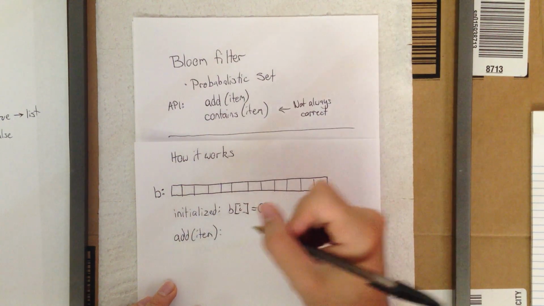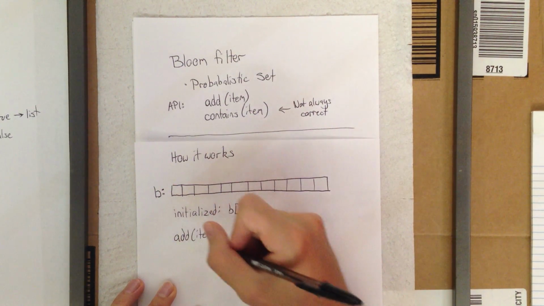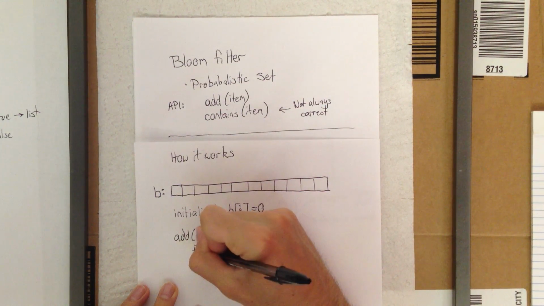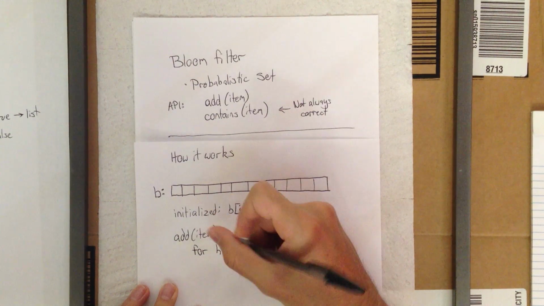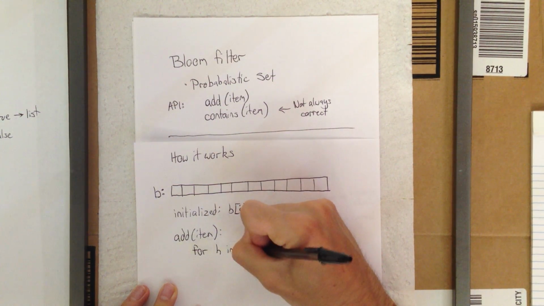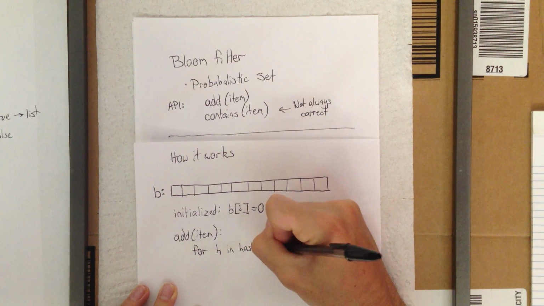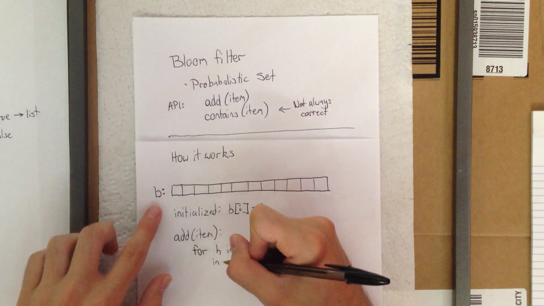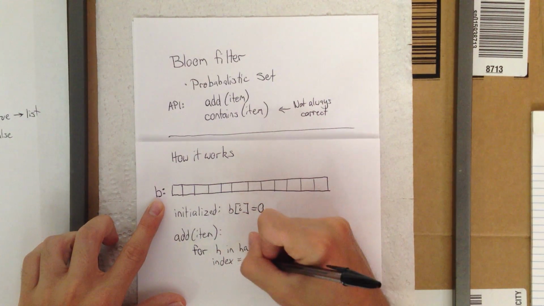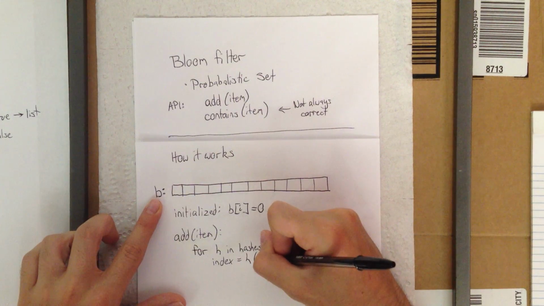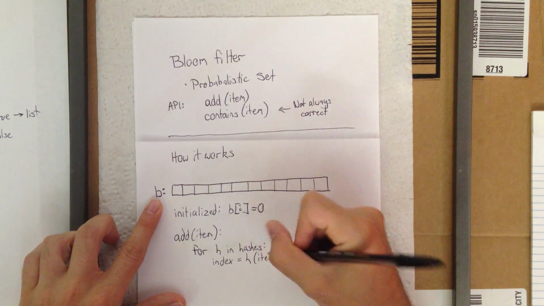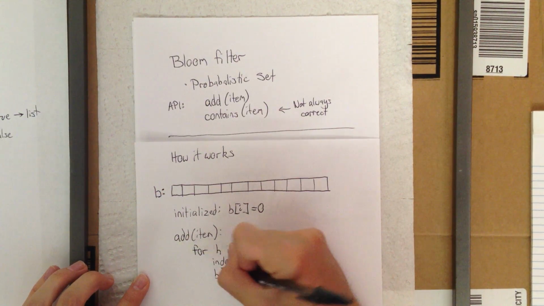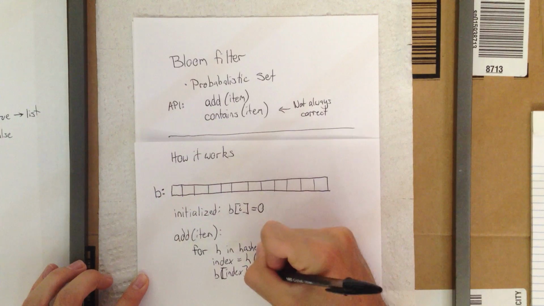Here's what happens. So the Bloom filter has a number of hash functions associated with it. And I'll talk about what a hash function is in a second. But for each hash function in the Bloom filter's set of hash functions, we compute an index into this bit array by applying the hash function to the item, and then we set the bit at that index equal to 1.